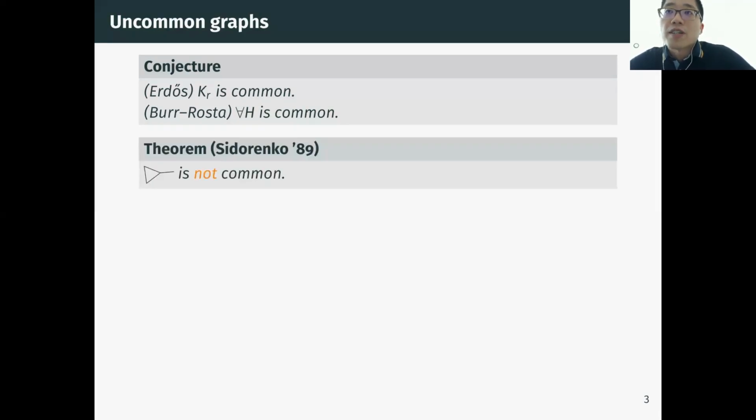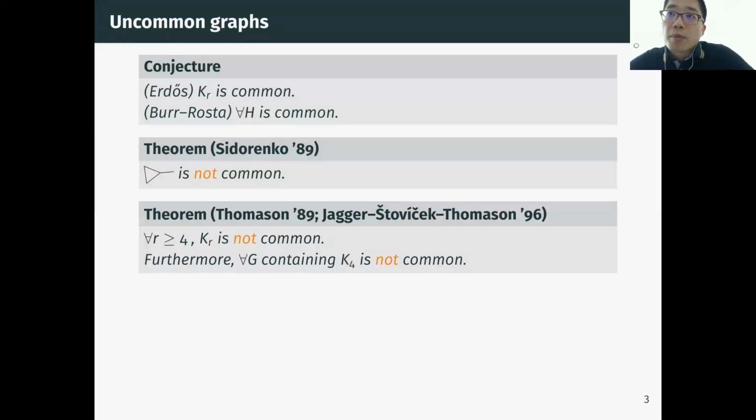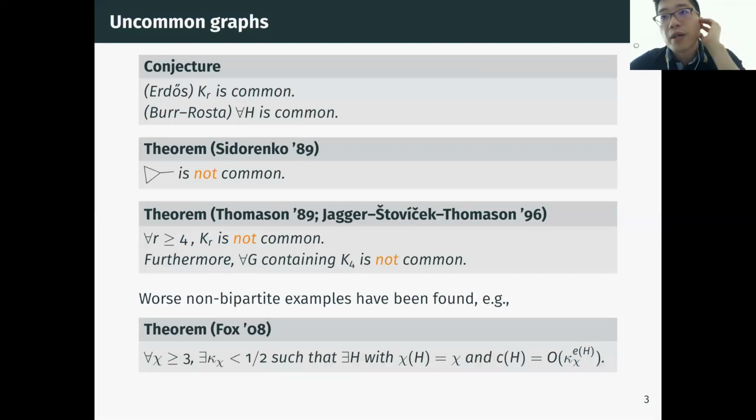And both conjectures are disproved. Firstly, Burr and Rosta's conjecture was disproved by Sidorenko. He proved that a triangle plus a pendant edge is not common. And then Thomason, at roughly the same time, disproved Erdős's conjecture by proving that every K_r, whenever r is at least 4, is not common. And later on, Jagger, Šťovíček, and Thomason proved that any graph containing K4 is not common. And there are worse non-bipartite examples that have been found so far.